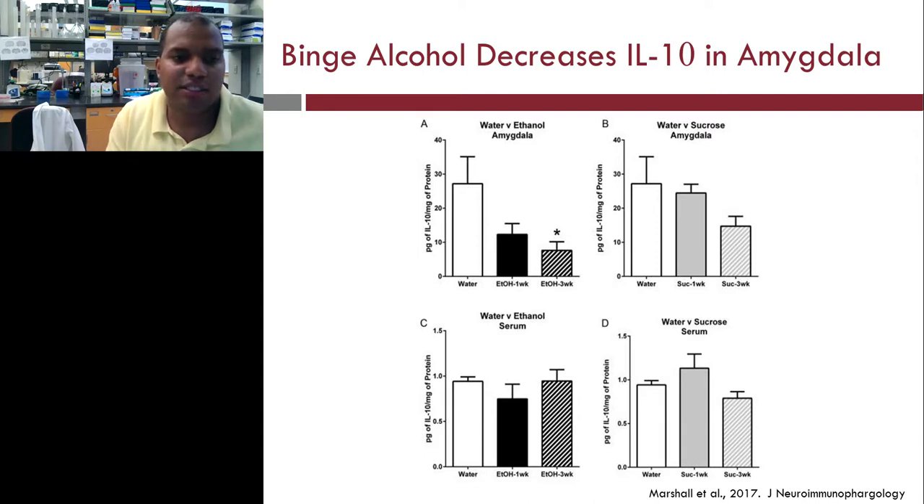So at the top, we are looking at graphs of IL-10 specifically in the amygdala. Again, it's the entire amygdala, not BLA versus CEA. But you can see that after 3 weeks, you see a decrease in IL-10 following ethanol exposure. This did not occur with sucrose. But importantly, when we looked in the peripheral system and used serum, there were no differences in IL-10 between the animals that had ethanol or water.